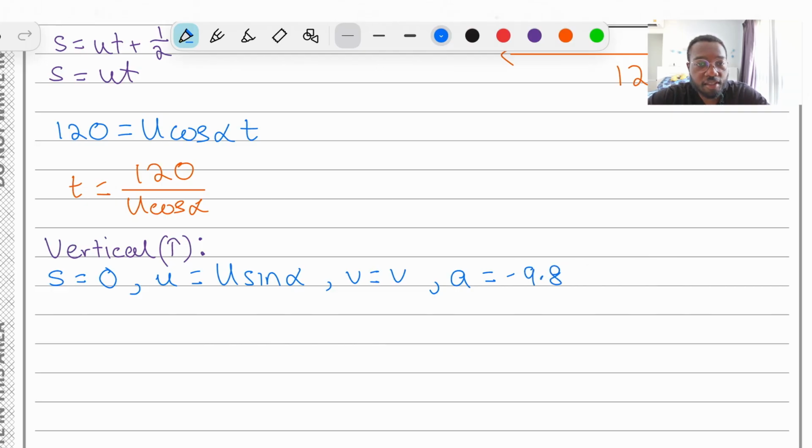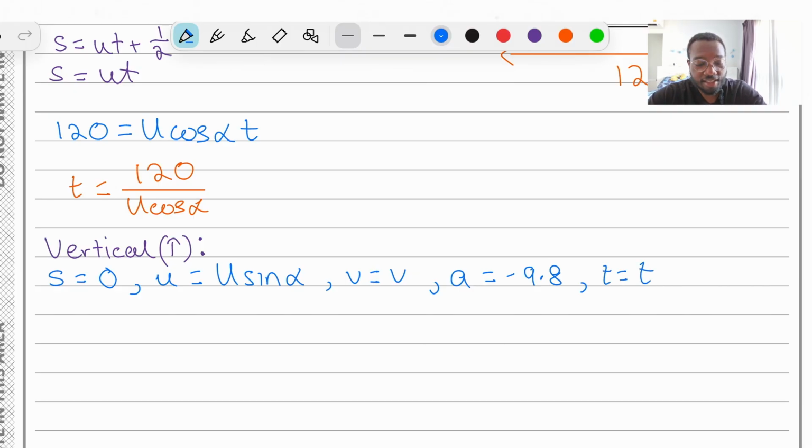The reason why it would be a minus 9.8 is that we've specified that up is our positive direction. Therefore, if up is our positive direction, then our 9.8 must be negative, which makes sense, because if you're traveling upwards, it will decelerate as it's going up. Eventually, it'll get to the maximum height, and then it will start to accelerate as it's going back down. So our a is a minus 9.8, and for our t value, again, it's just t.